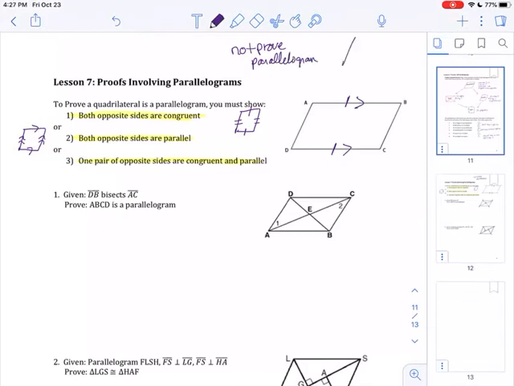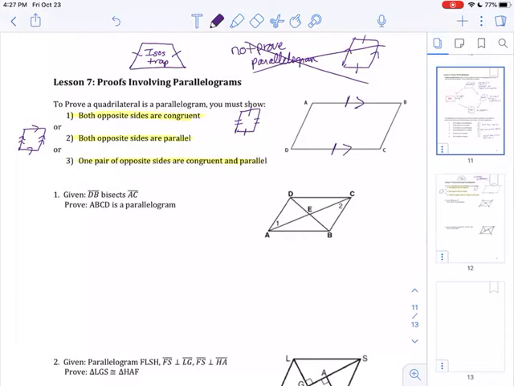So what would not work? This does not prove parallelogram. And this is what they ask on the Regents all the time. So if you have one set of sides congruent and a totally different set of sides parallel, that will not prove it's a parallelogram. Okay, so this will not work. Either both opposite sides are congruent, both opposite sides are parallel, or you have one set of sides that is congruent and parallel.